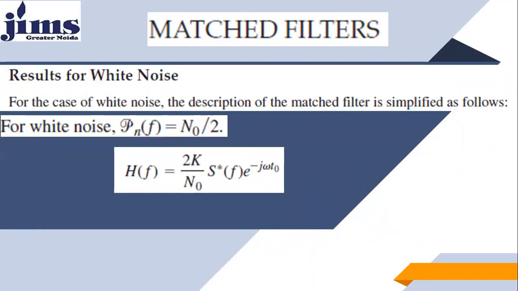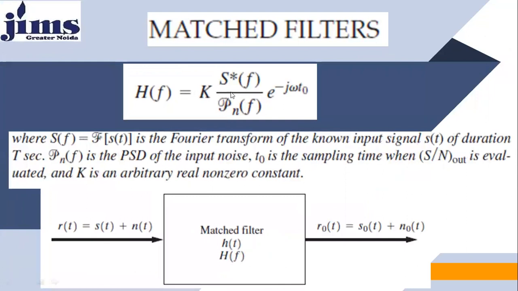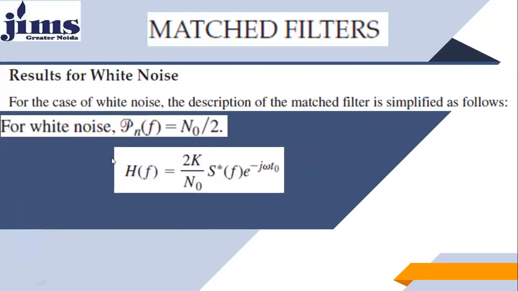Now if you move further and analyze this matched filter, what we already know is that in matched filter the power spectral density is N naught by 2. This is N naught by 2 for white Gaussian noise. It is fixed, right? In analysis, we all know that the noise we deal with in digital communication is white Gaussian noise, and white Gaussian noise always has a power spectral density of N naught by 2. So what you have to do is put this P_n(f) in this expression. You just put power spectral density P_n(f) equal to N naught by 2, and you get this particular expression.